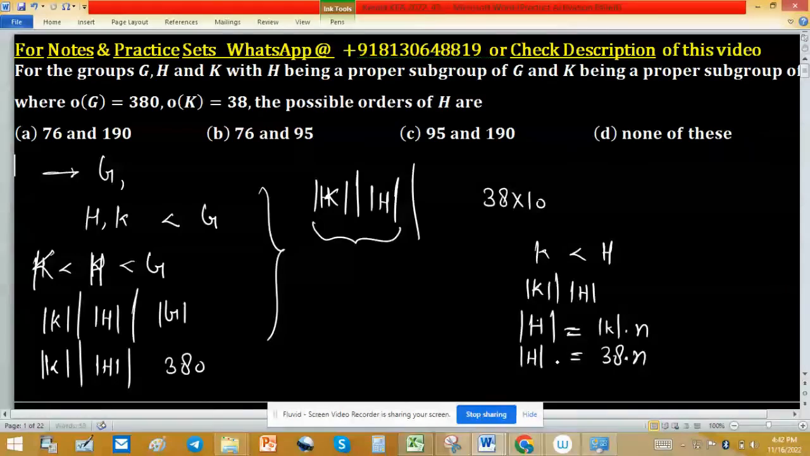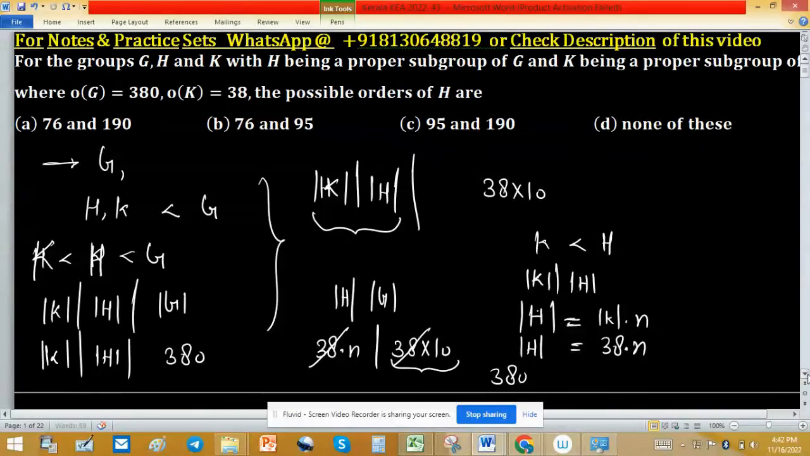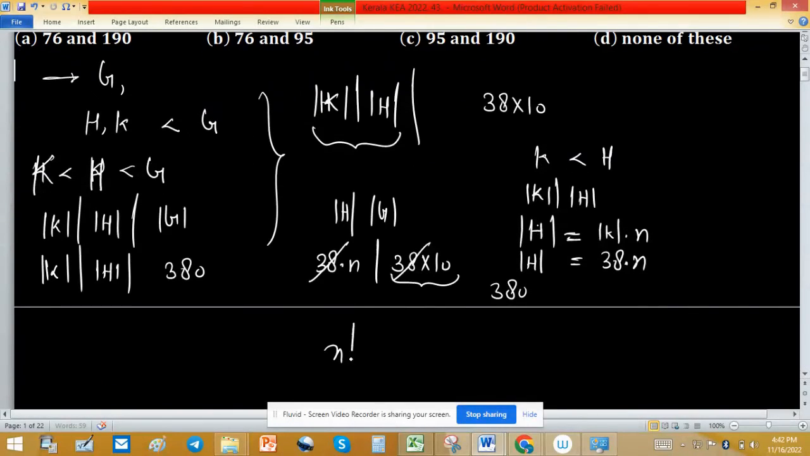Now we have order of H, and order of H divides order of G by Lagrange's theorem. We have 38 into n will divide order of G, which equals 38 into 10, because you can write 380 as 38 into 10. So 38 cancels out by 38. We have n divides 10. So possible value of n is either 2 or 5.